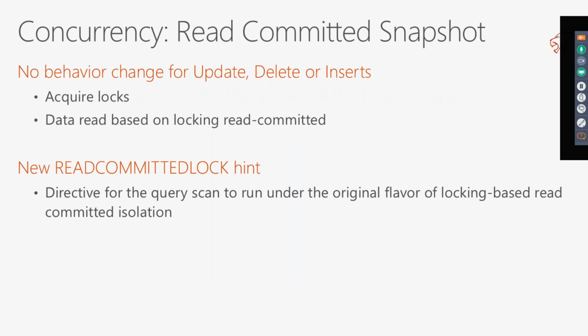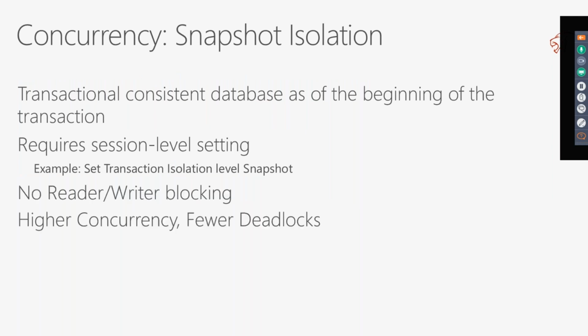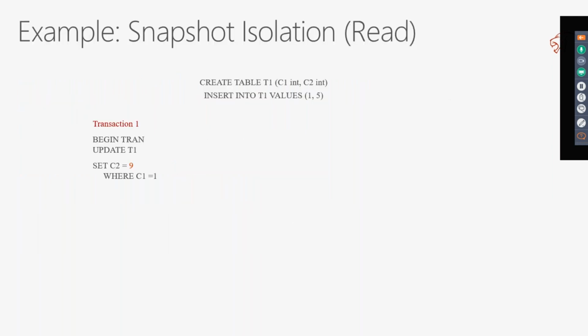So I'm just going to go to the next slide, which is snapshot isolation. Snapshot isolation gives the same behavior, but at a transaction level. And I'm going to show you an example on this one so it becomes clear. So same table, T1, with 2 columns, C1 and C2, and I'm going to insert 1, 5. So here I'm inserting a row.